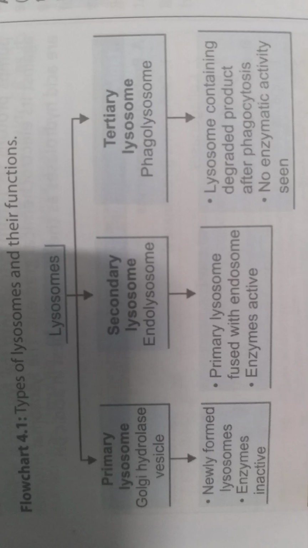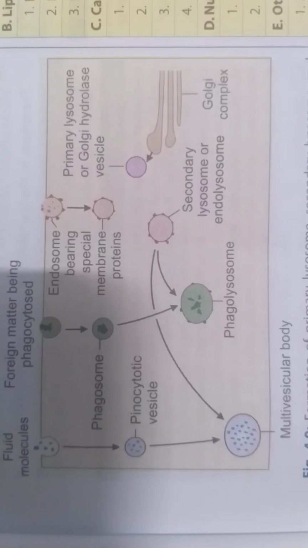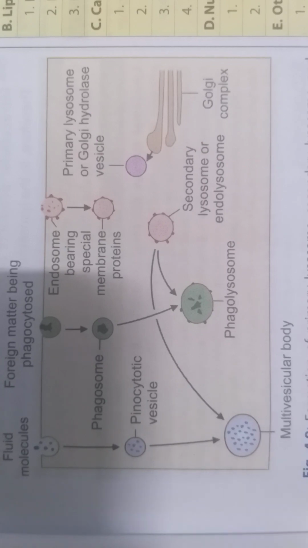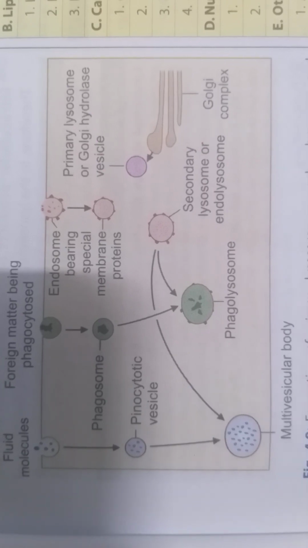In this video, I'll be discussing the types, functions, the enzymes present, and the clinical significance of lysosomes. There are three forms of lysosome: the primary lysosome, the secondary lysosome, and the tertiary lysosome. Here we have a diagrammatic representation of the formation of the primary, secondary and tertiary lysosome.